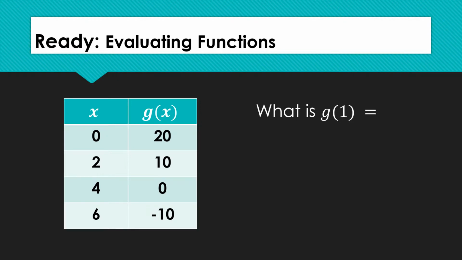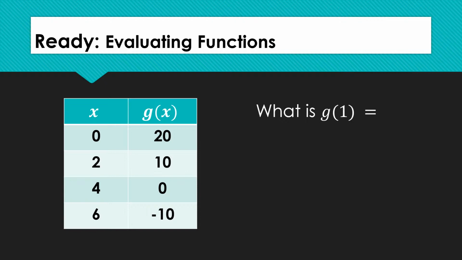Finally, we are evaluating the functions when it's modeled using a table. So we're trying to find what is g of 1, or what is g of x when x is 1. When we look at our table initially, we notice that x equals 1 is not listed on our table, so it would be located in between 0 and 2, halfway in between 0 and 2. We can easily say to ourselves, well, what's halfway between 20 and 10? And we know that that would be 15.